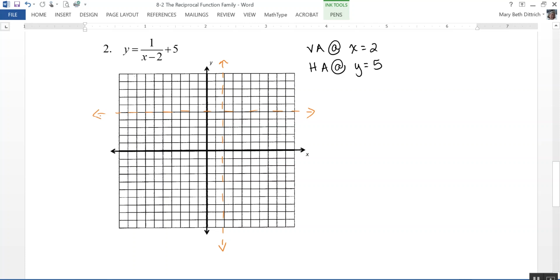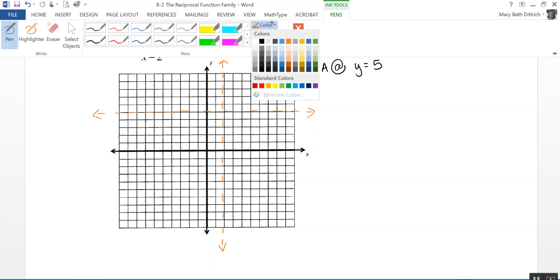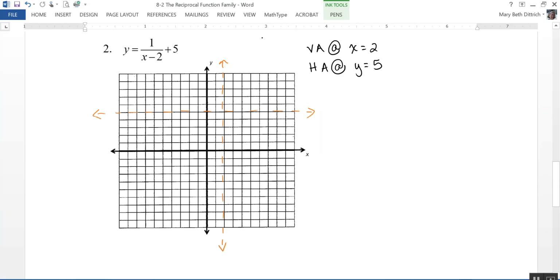Okay. My a is positive, so that means my graph is going to be up here in the first quadrant area and down here in the third quadrant area. How about my y-intercept? My y-intercept is what I'm going to have when x equals 0. So let's plug 0 into there.